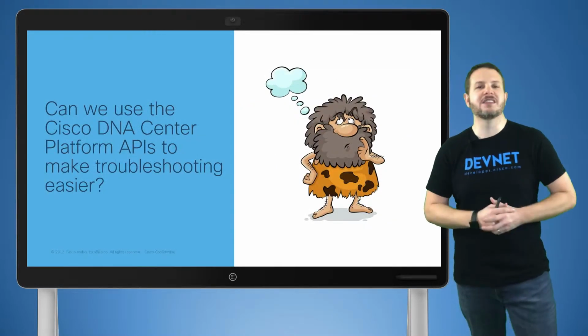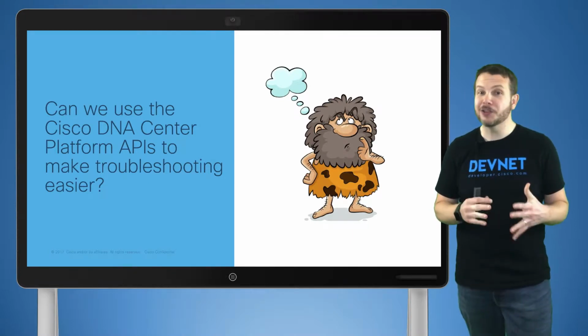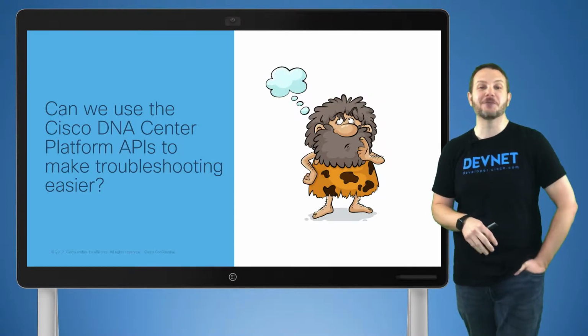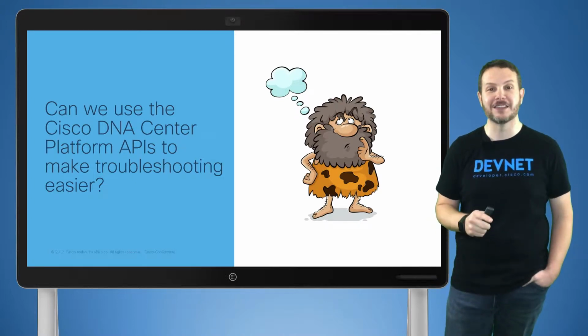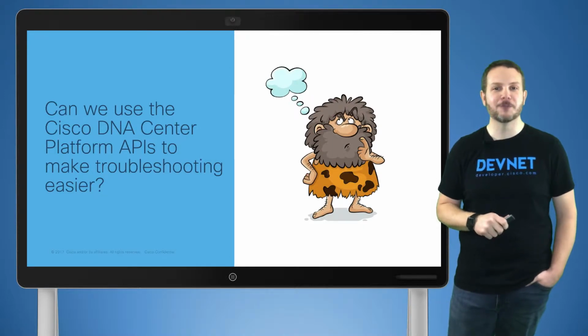Now let's start off this lesson with a question. Can we use the Cisco DNA Center Platform APIs to make troubleshooting easier? Well, I wouldn't put the question in a video, particularly this early in a video, if the answer wasn't yes. Of course we can use the Cisco DNA Center APIs to make troubleshooting easier. Let's see how that works.